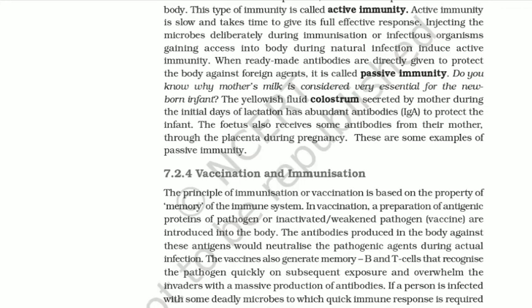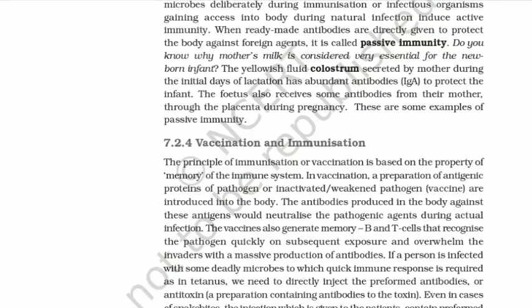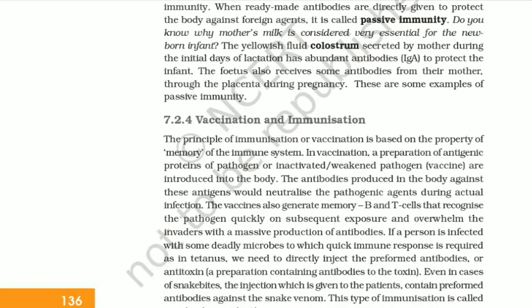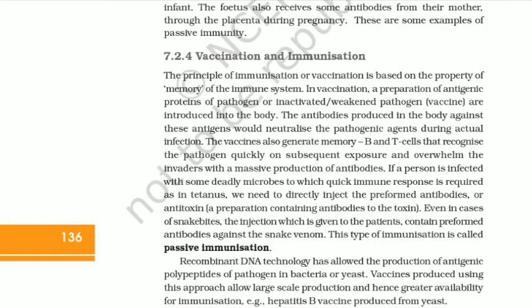When ready-made antibodies are directly given to protect the body against foreign agents, it is called passive immunity. Do you know why mother's milk is considered very essential for newborn infants? The yellowish fluid colostrum secreted by the mother during the initial days of lactation has abundant antibodies, that is IgA, to protect the infant. The fetus also receives some antibodies from the mother through the placenta during pregnancy. These are some examples of passive immunity.